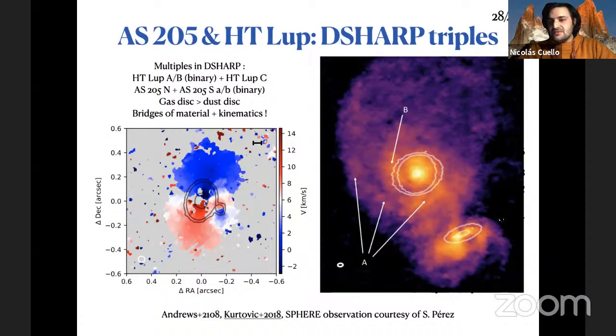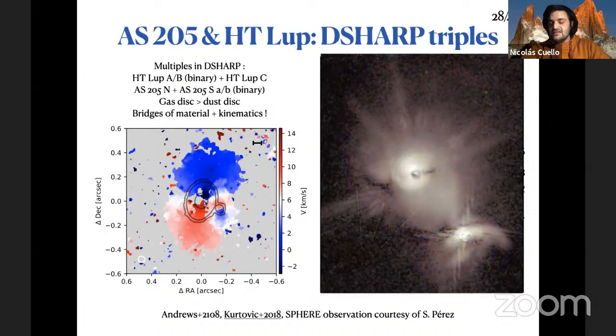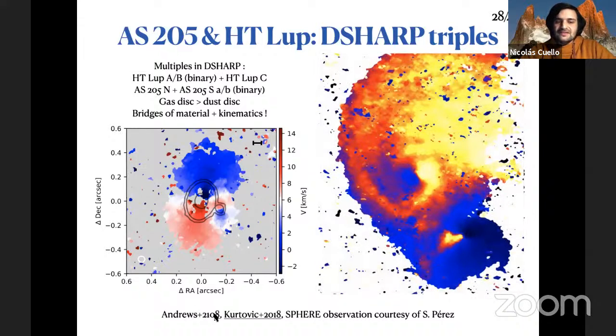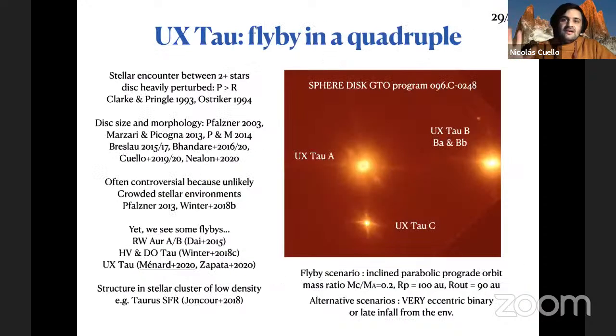Actually, we observed this with Seba Perez and collaborators, and this is the image. You can see that, again, we recover all this structure, and it's fascinating. We think that this might be, again, a flyby, but this is work in progress. Oh, sorry, this is Andrews 2018. And here you have, again, the kinematics, which is fascinating and gives us a lot of information about what's going on there.